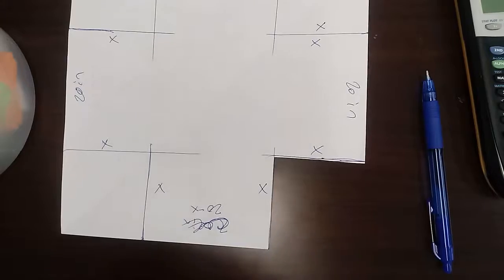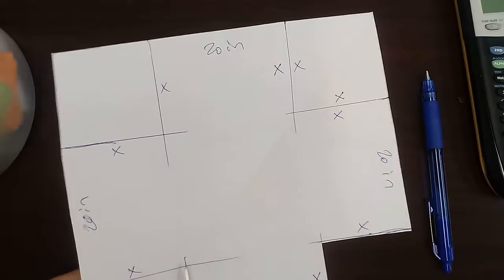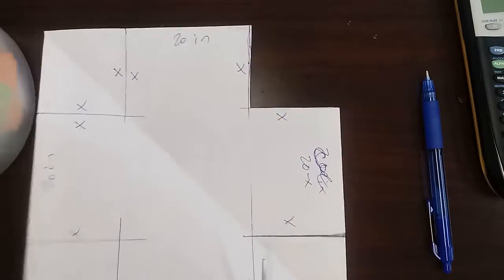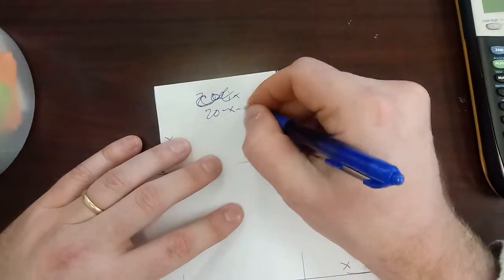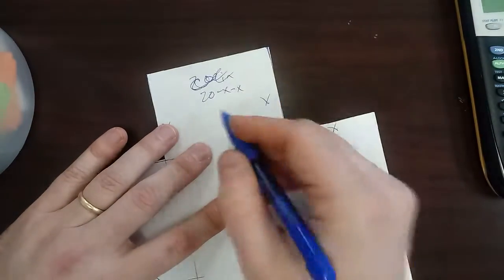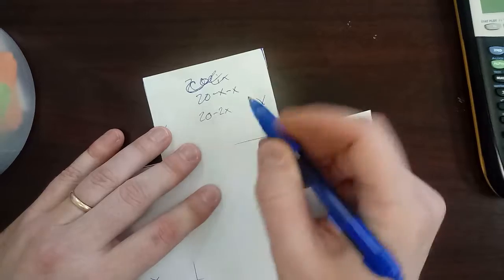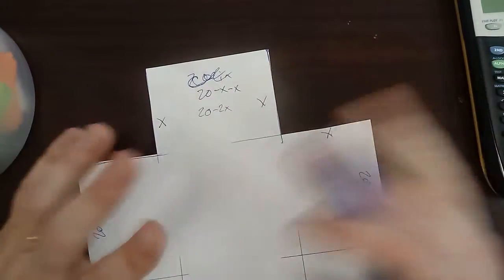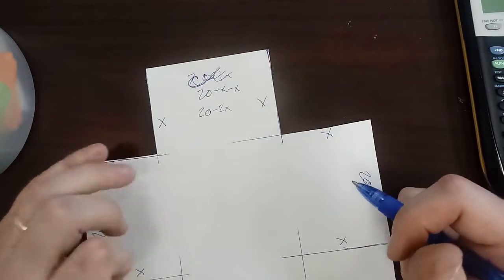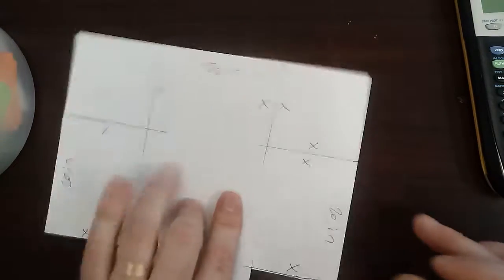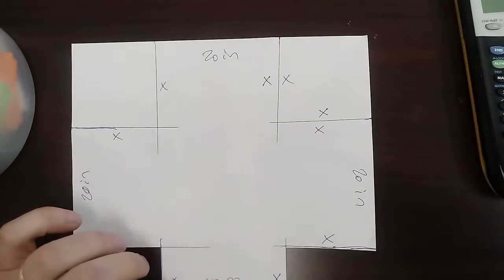But I'm not just going to take x away right there. I'm also going to take x away over here. So instead of saying I'm taking 20 and removing x from it, we could say I'm taking 20 and removing x from it twice, which is a silly way to say that. I should say 20 minus 2x. They're both totally fine, though. And then I'm going to do that to the other half of the square.